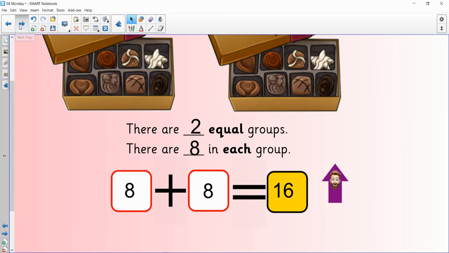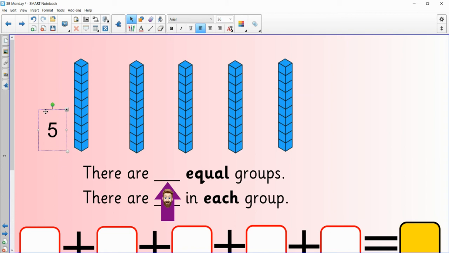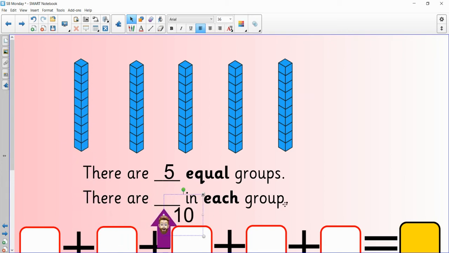Let's look at another example. Here, my base 10 are the groups because it's a group of 10, isn't it? So how many groups have I got? There are equal groups. Shout out for me. There are 5 equal groups. Now, how many are there in each group? There are in each group. Well, we know, don't we? There are 10 in each group.